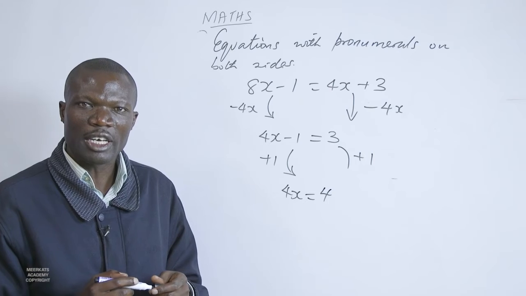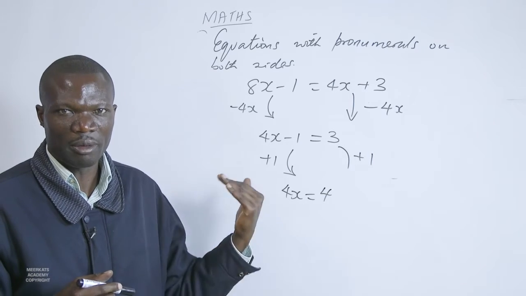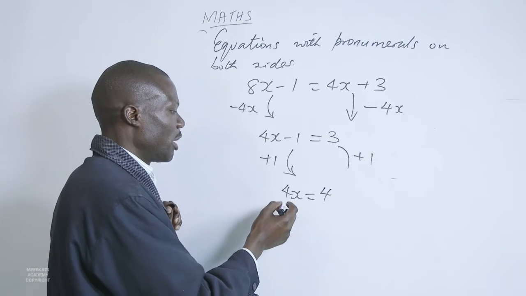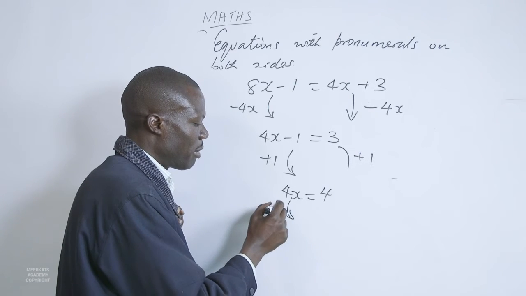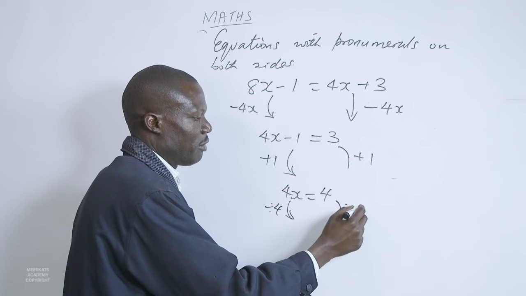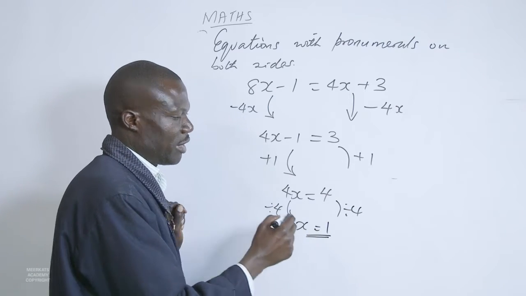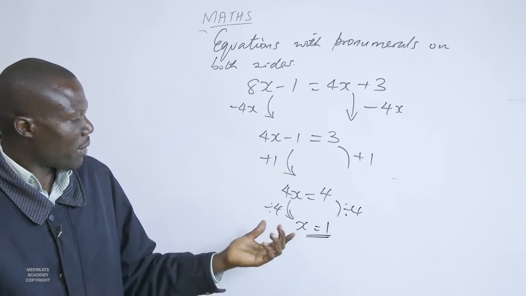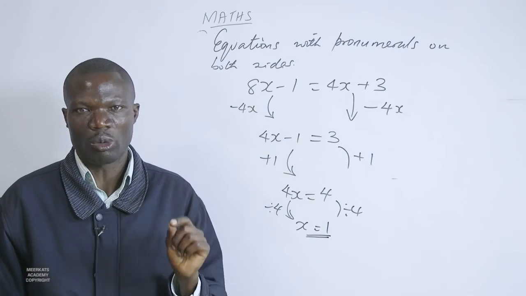4x is not yet a solution for our pronumeral x. So we need to go further and break it down by simply dividing, because this is x times 4. So the opposite is divide by 4 here, divide by 4 here. You remain here with x equals 1. x equals 1 is our solution for this particular equation.